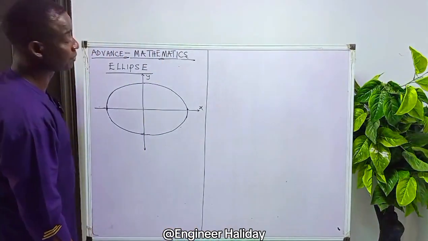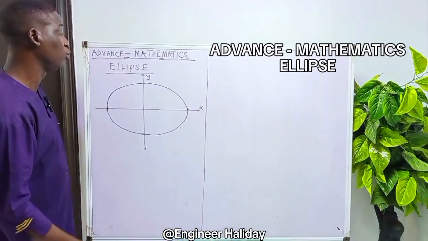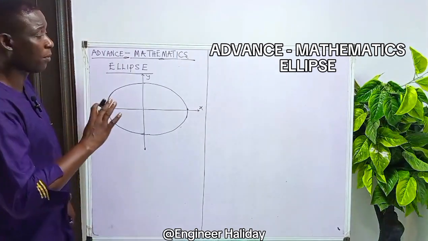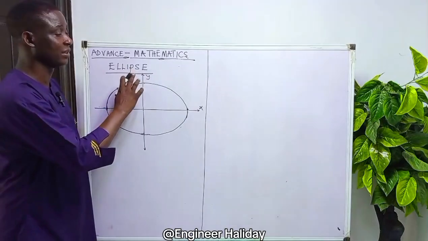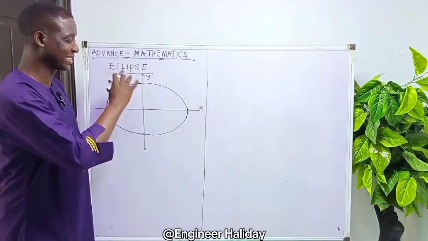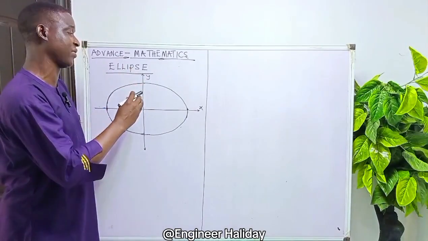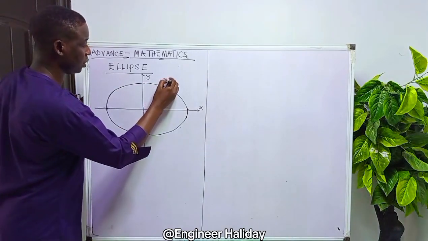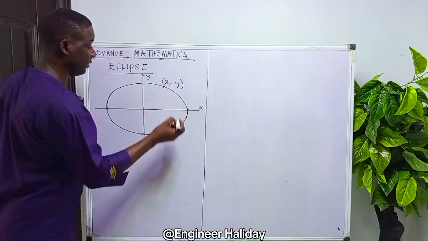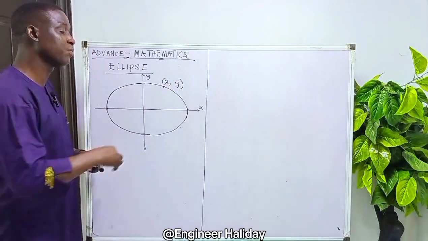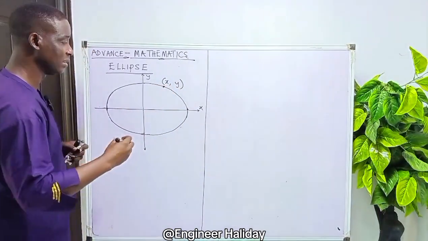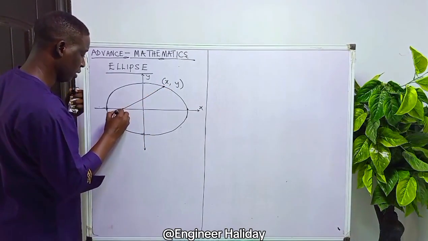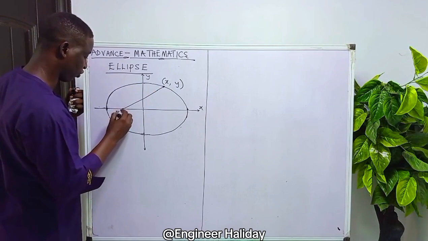Today we want to talk about mathematics, advanced mathematics, and we'll be looking at the ellipse, which is a part of conic sections. Now, the number one thing you must know about an ellipse is that it is the set of all points on the ellipse such that each point has a distance from what we call the focus.